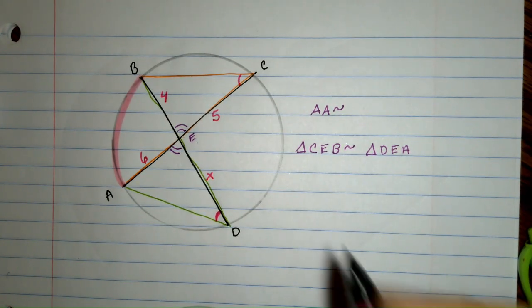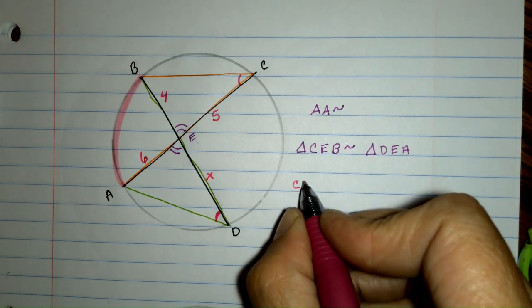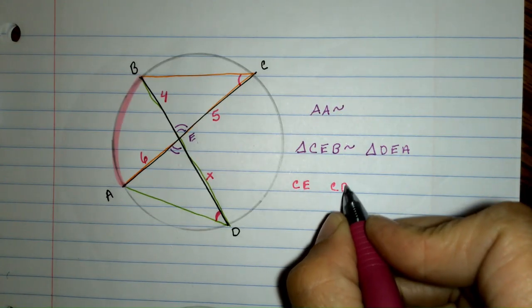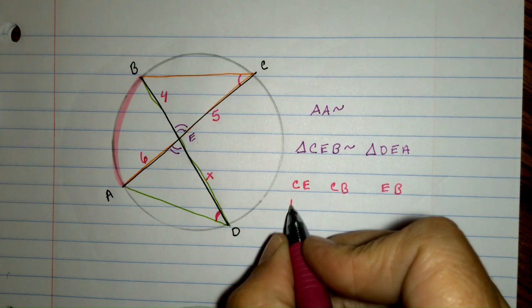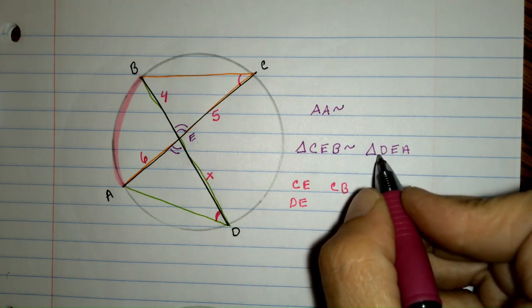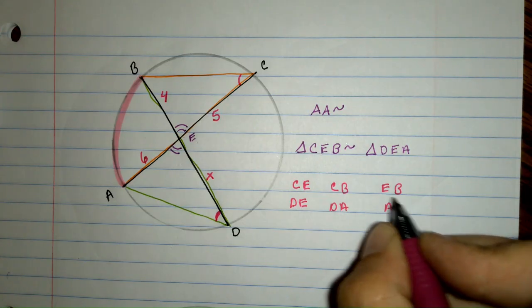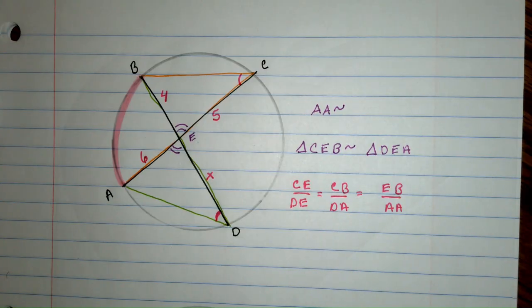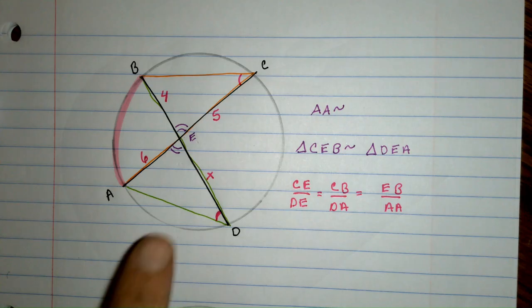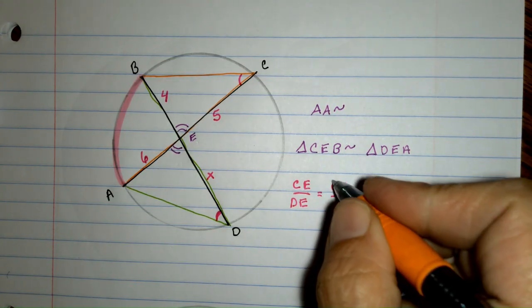Okay? Well, let's look at the three sides here. We could do C to E, we could do C to B, or we could do E to B. The three sides here, we could do D to E, D to A, or E to A. Those are our three proportions. Remember, they're not congruent, they're proportionate. Okay, well, we don't know anything about DA or BC. So we don't care about this middle one here at all.